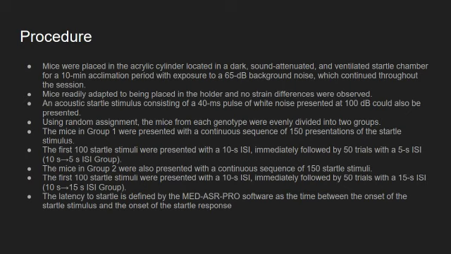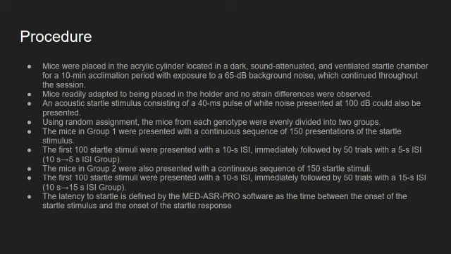Mice were placed in an acrylic cylinder located in a sound-attenuated, dark, and ventilated startle chamber for a 10-minute acclimation period with exposure to a 65 decibel background noise which continued throughout the session. Mice readily adapted to being placed in a holder and no strain difference was observed. An acoustic startle stimulus consisting of a 40 millisecond pulse of white noise presented at 100 decibel was then presented.